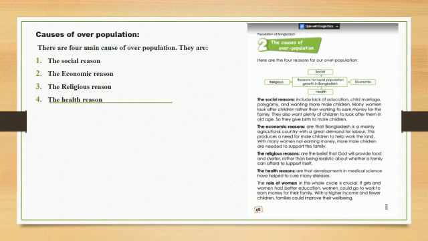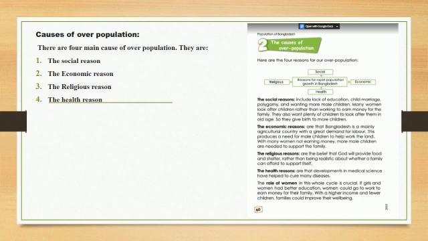And the next point is religious reason. Many people think that God will give them shelter and food. They don't have realistic thinking at all. So for this the overpopulation problem is increasing day by day.